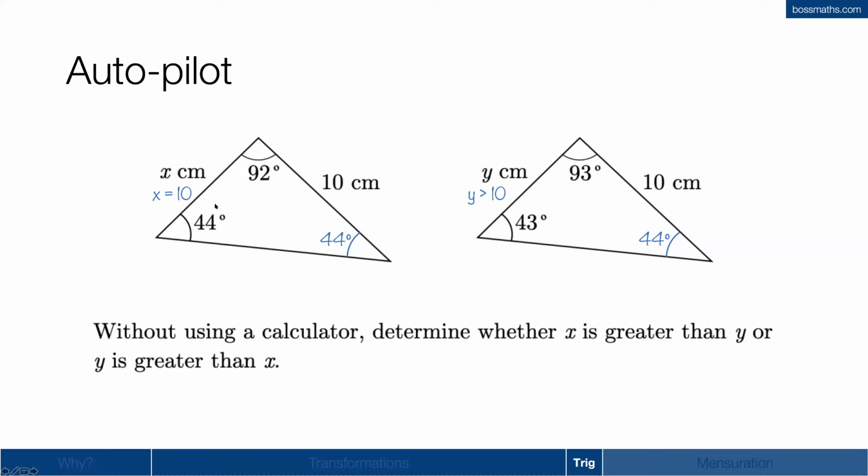The first triangle being isosceles meant that the x was 10. Those two sides are the same. Whereas in the second triangle, you've got a 10 centimeter side that's opposite a 43-degree angle, and this y centimeter side is opposite a larger angle, so it must be greater than 10, and that means y must be greater than x, because we know x is 10. Sorry, I kind of didn't make that clear earlier on.